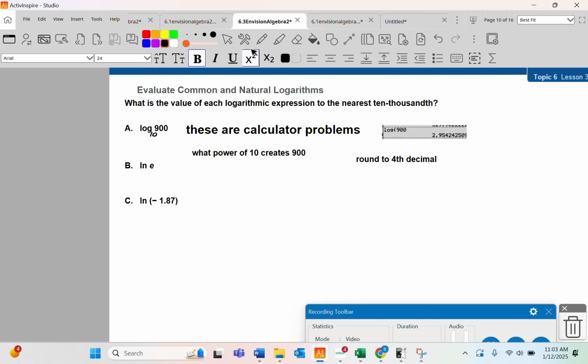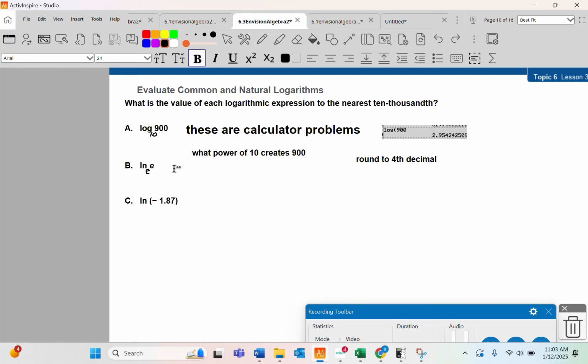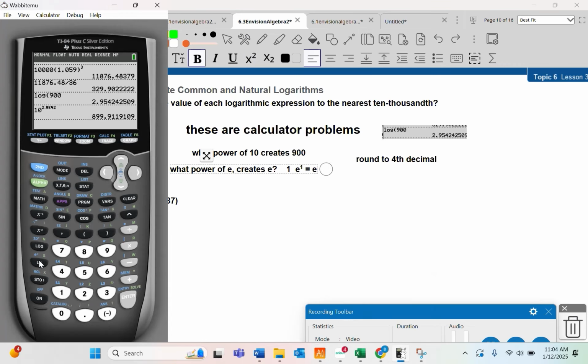ln, if you think about your understood stuff, there is an understood e here. So we can do this one without a calculator. It's asking what power of e creates e. That is a question that you should understand. That would be 1. e to the 1st is e. But anyways, some of y'all will never figure out the understood. So ln, and then if you want the e, second ln, you just put e to the 1st. And it's going to return a 1.